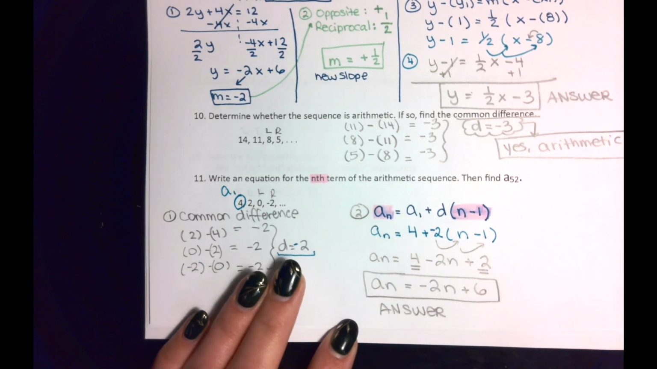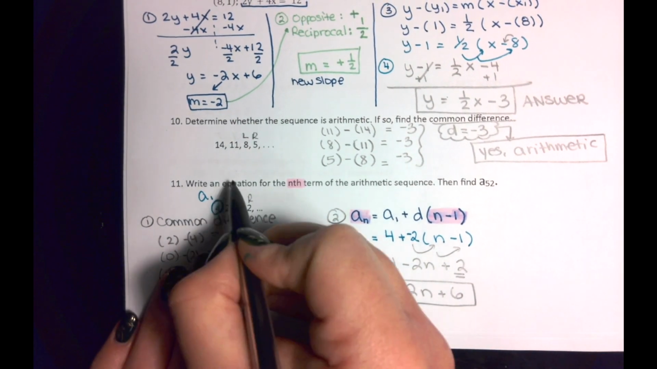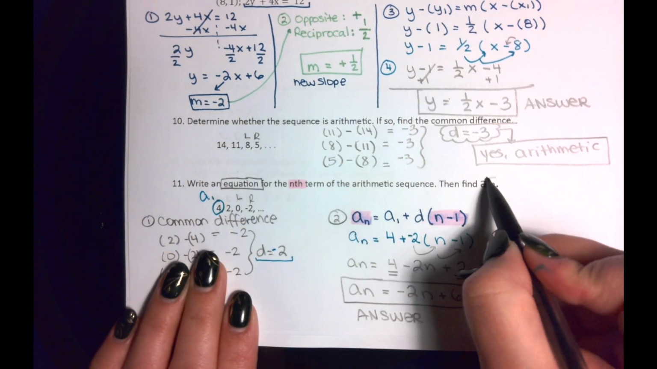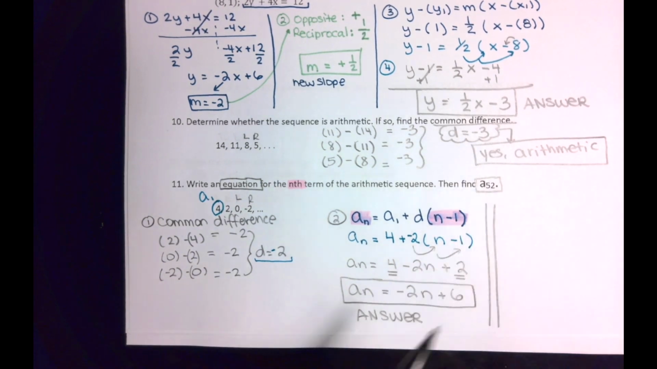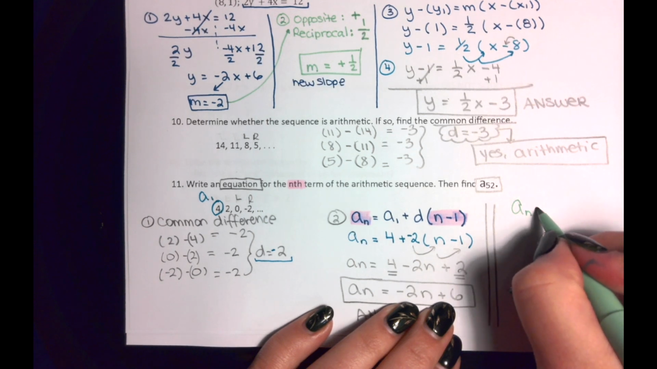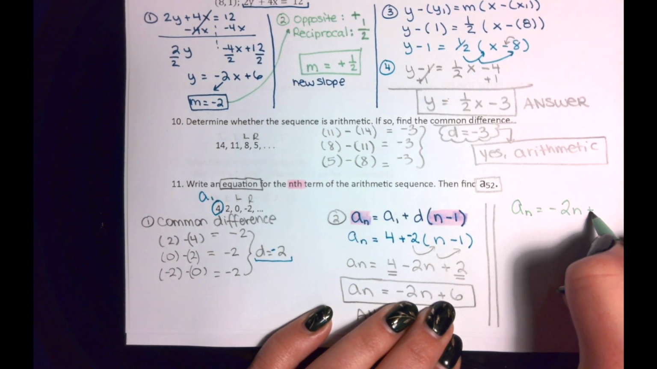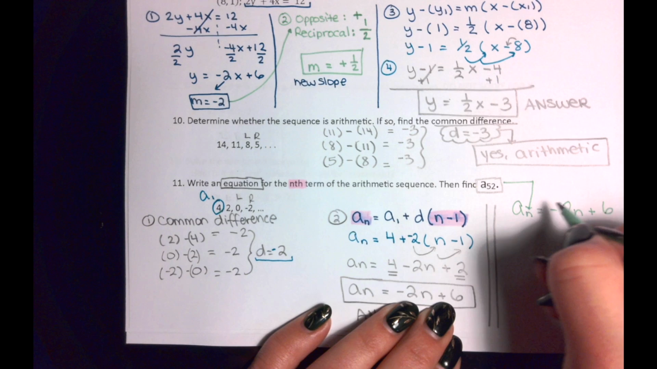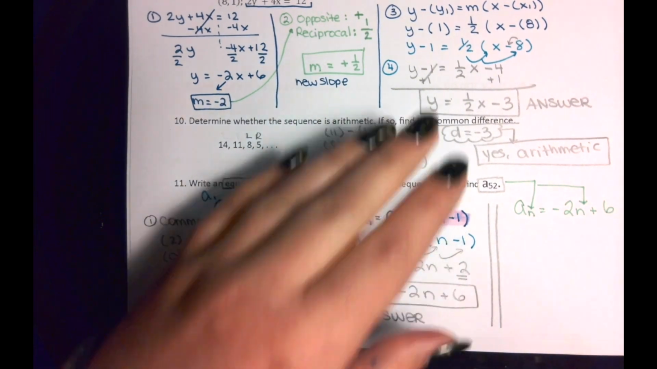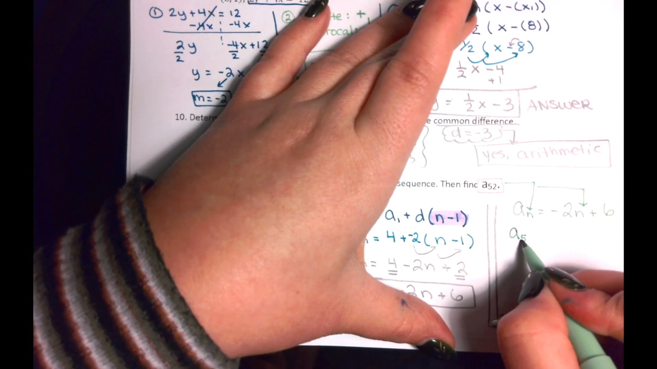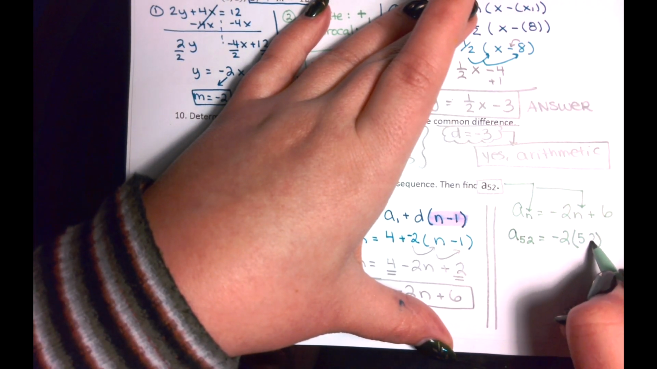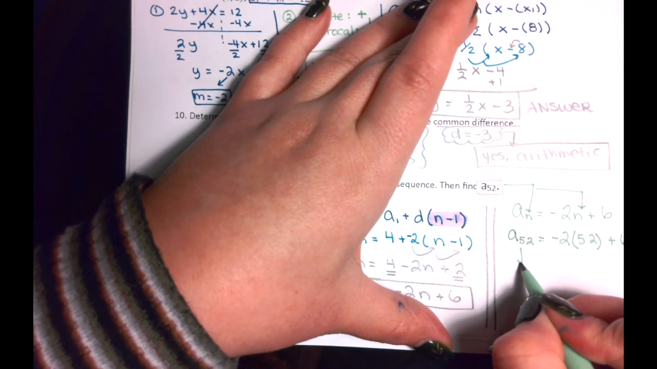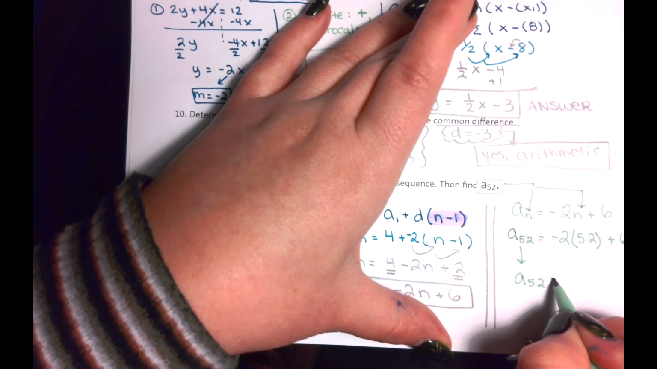Now this is a two-part question. It's asking you for the equation and it's asking you to find a sub 52. I'm going to separate this out. Once you have your equation, a sub n is equal to negative 2n plus 6, you're going to replace n with that 52. So a sub 52 is equal to negative 2 times 52 plus 6. The a sub 52, you don't do anything with it, keep it.